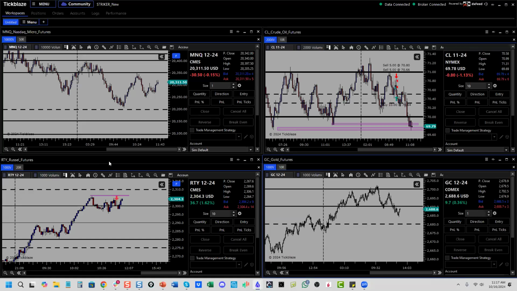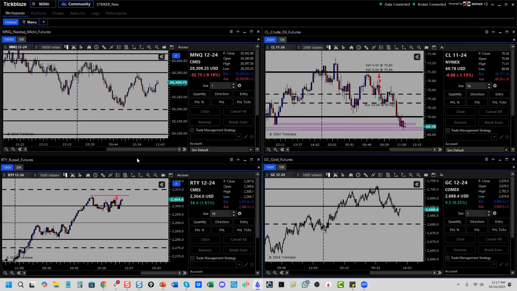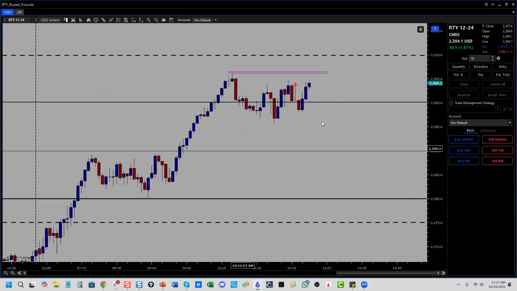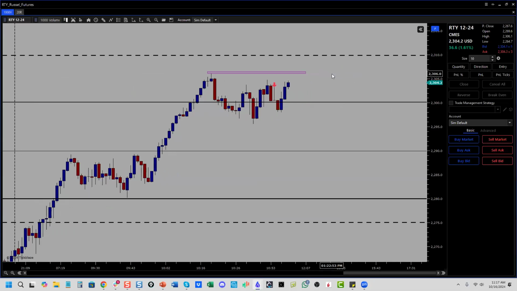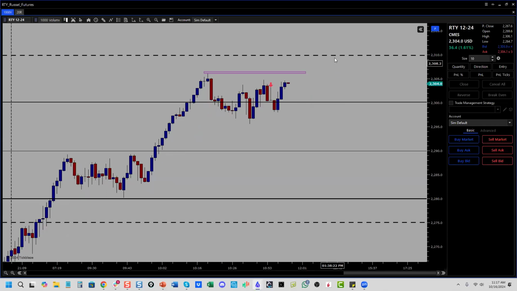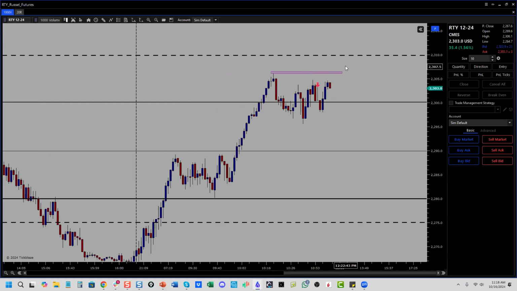Right? Look at the Russell. It took a lot of discipline for me to sit here and not enter that trade and just look at what it's doing. You understand that? I really want to see it flip this and just spike it. There's a very good chance it's going to spike that.